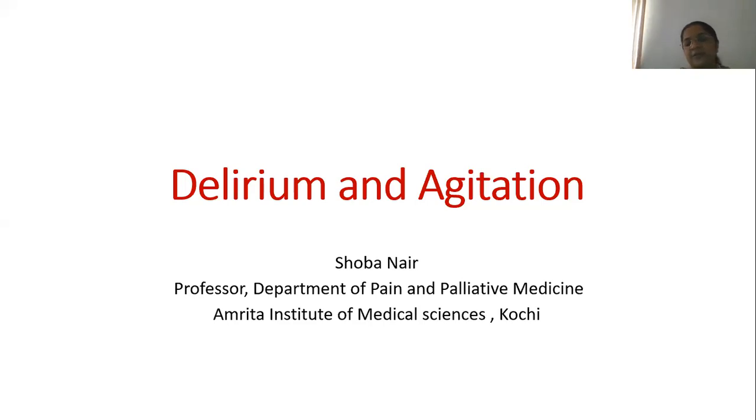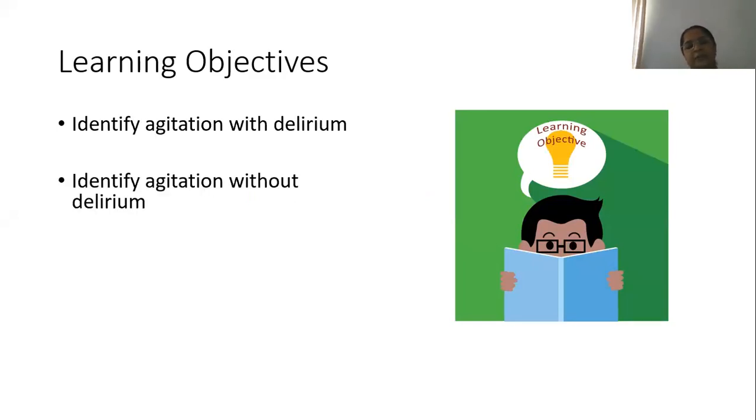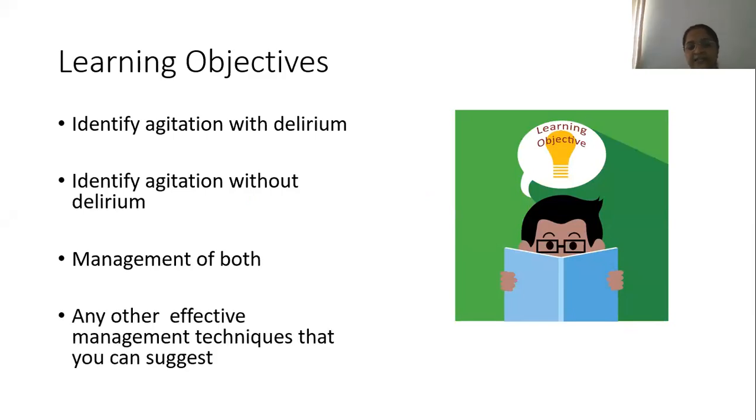So yesterday we discussed breathlessness, and I think the symptoms in these patients are like a continuous saga. You can't actually differentiate one from the other, because breathlessness leads to anxiety, and agitation and delirium because of hypoxia can manifest later. Okay, so we're going to talk about delirium and agitation. What are the learning objectives of this session? To identify agitation with delirium, without delirium, management of both, and any other effective management techniques that you can suggest.